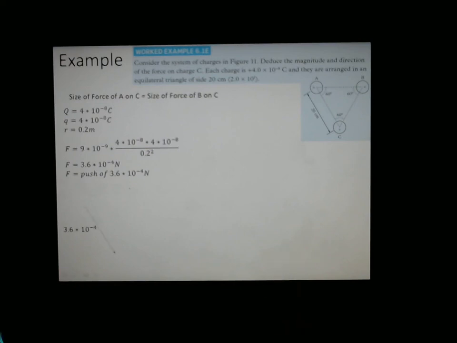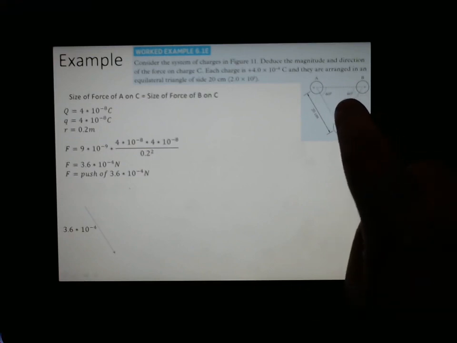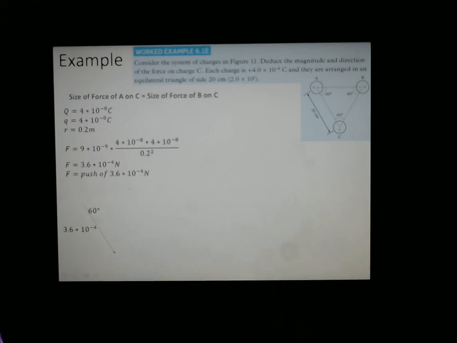Let's draw that out. Now, I've drawn my vector, and the angle we know is 60 degrees from our diagram. So let's put that in. And I'm going to break this down into its constituent parts. It's bits going to the left, bits going to the right, bits going up, and bits going down. We're going to go back to Year 9 trigonometry.